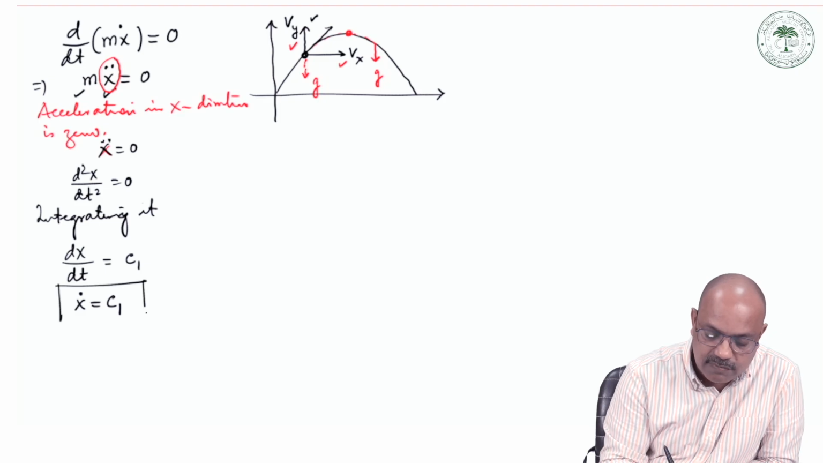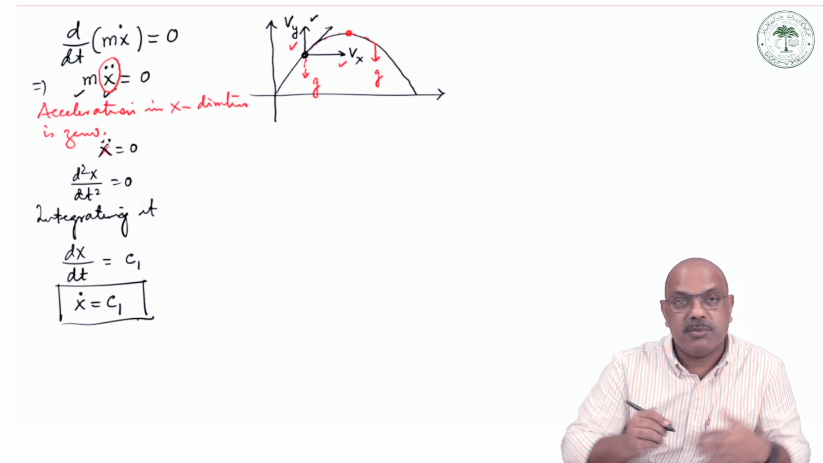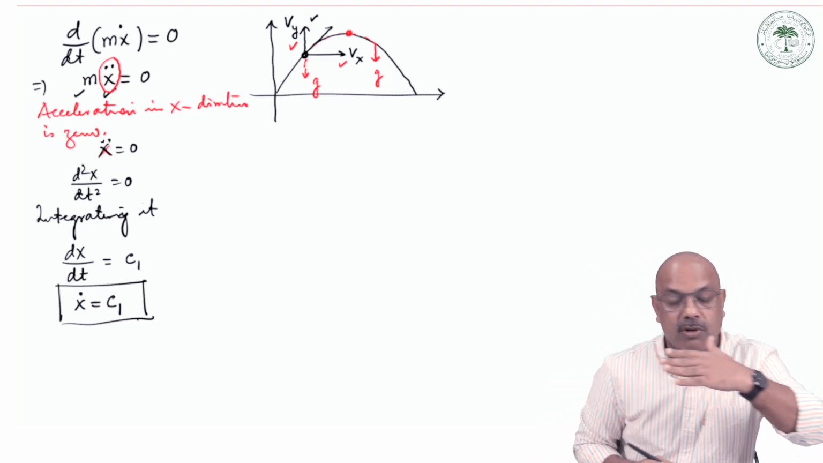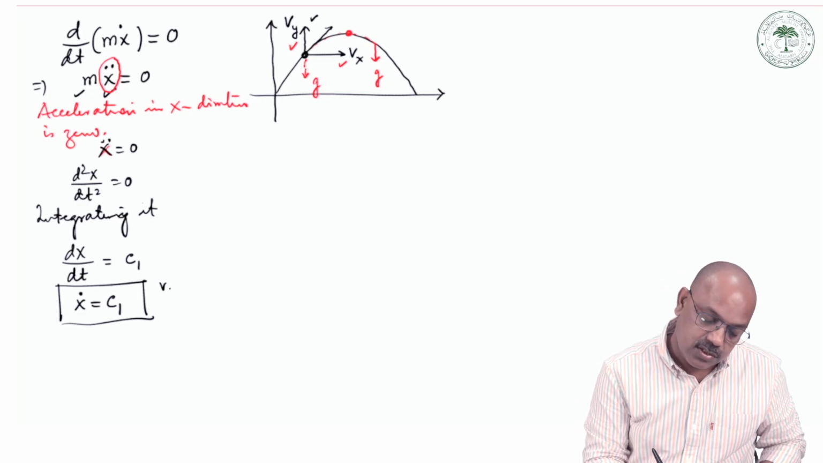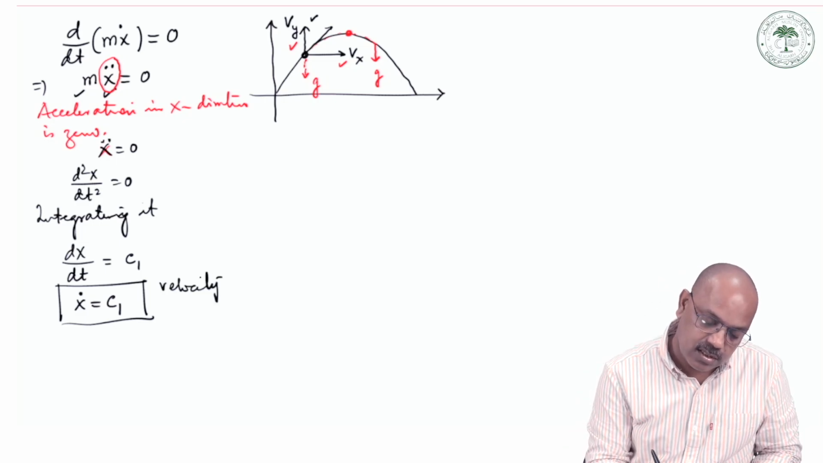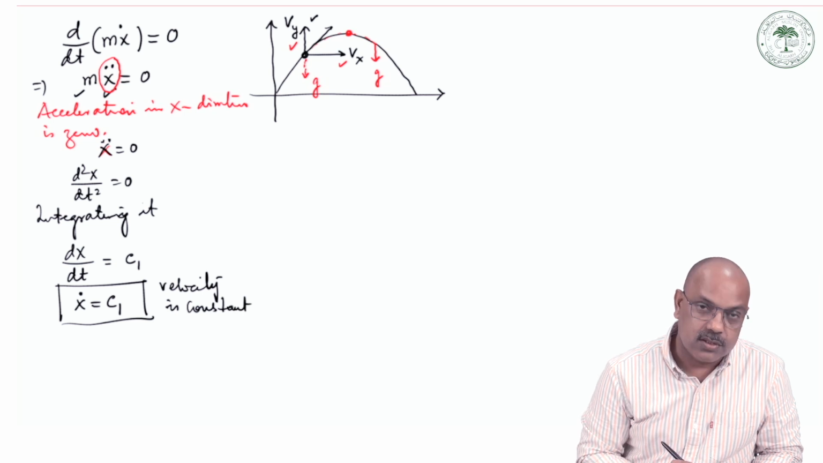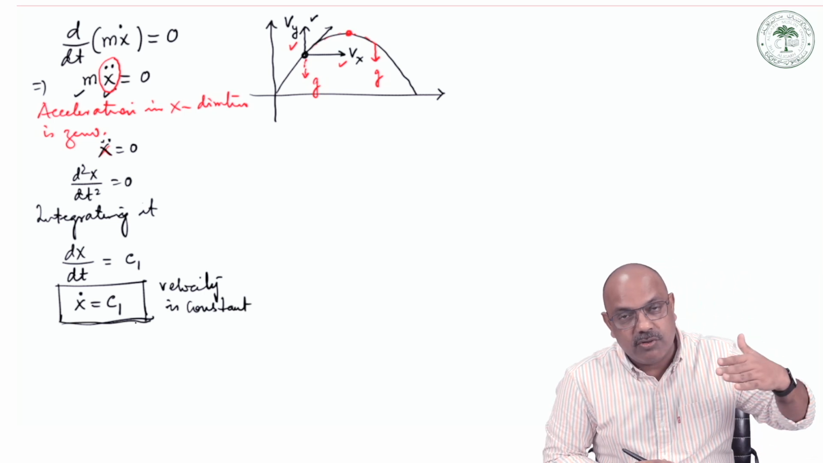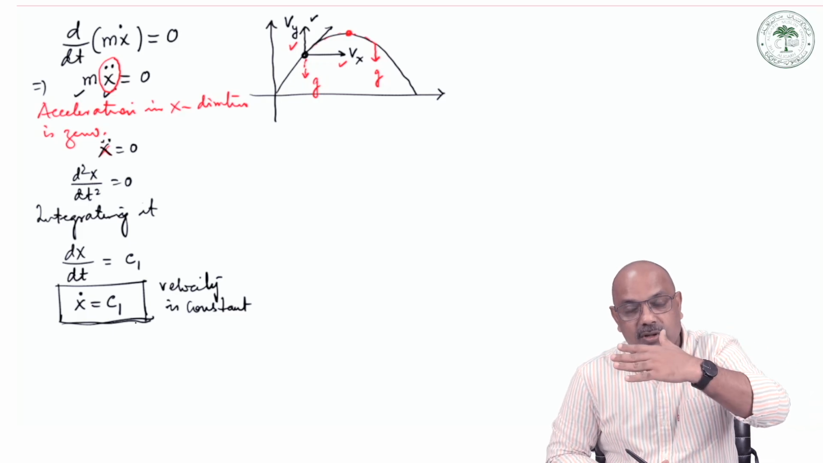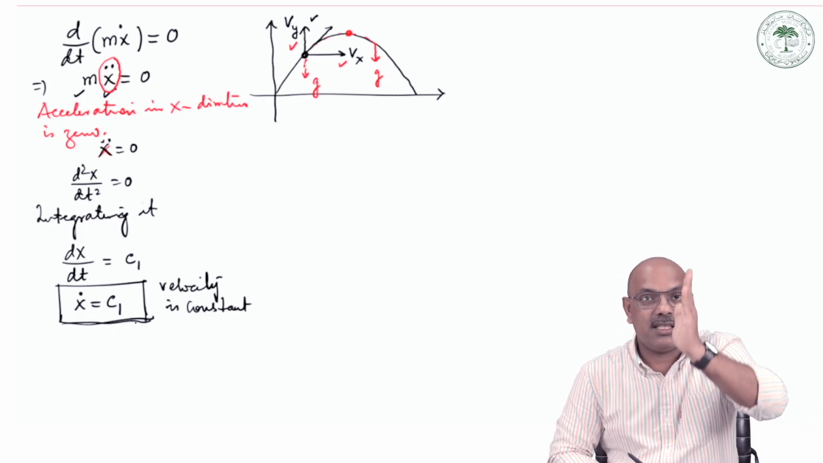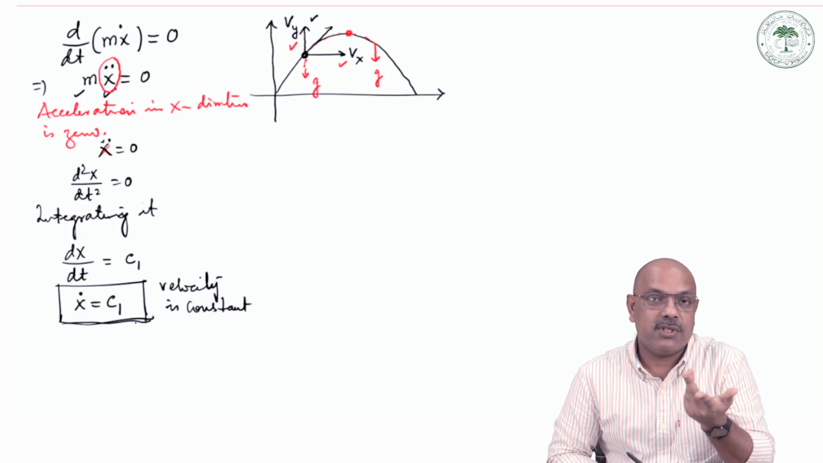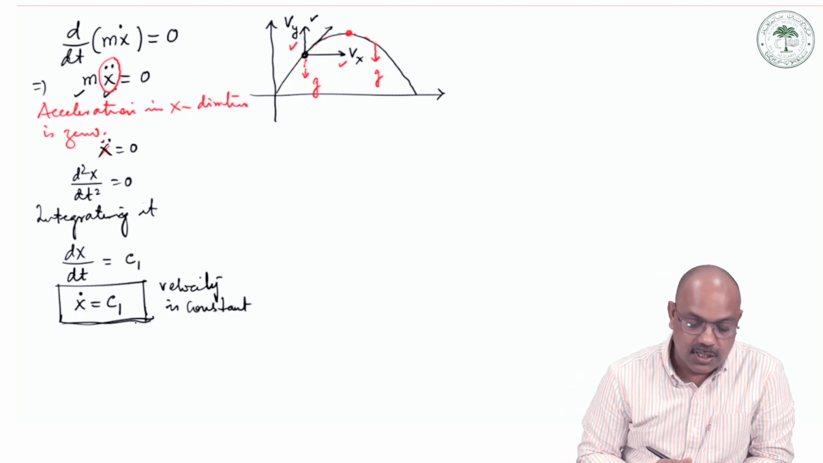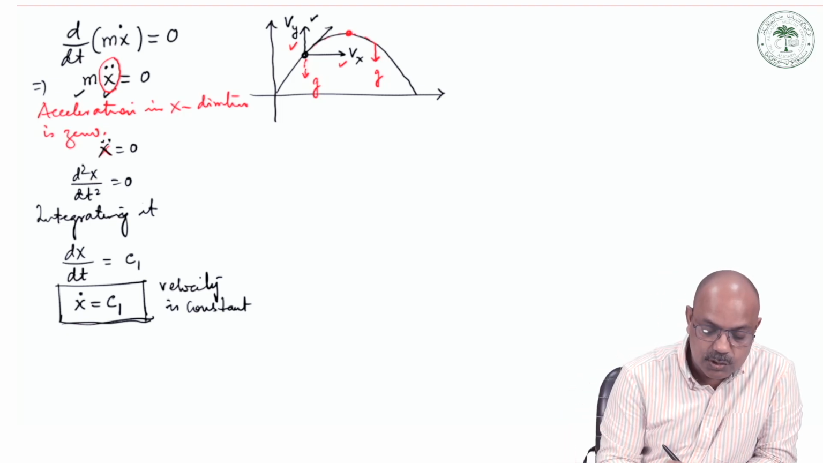So this means that the velocity is constant. That means the velocity in the horizontal direction is constant, so no force is acting. While it is moving in the horizontal direction, no force is acting on it. The only force acting is in the vertical direction, which is the gravitational force. So this is what I have.